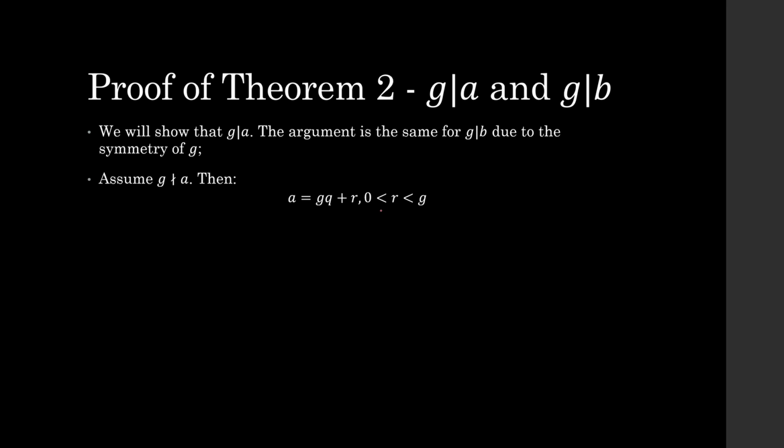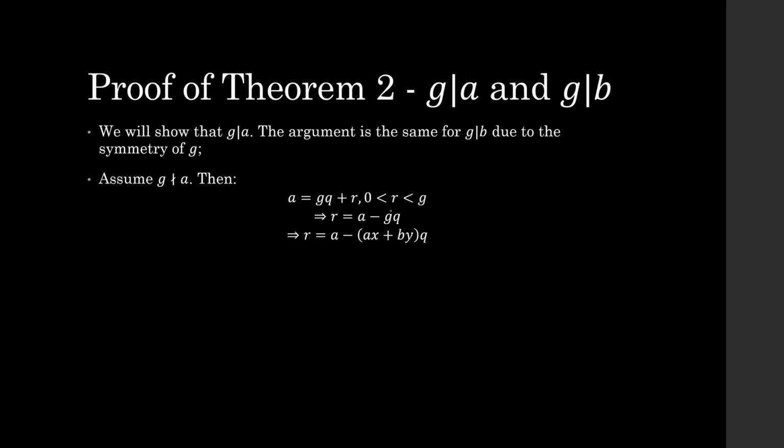Notice that in the original theorem, this here said 0 is smaller or equal to R, but here we can't have 0 being equal to R, because then that means that G divides A. So this assumption yields this change in restriction from our theorem. And we know that these numbers Q and R exist by the theorem that we proved earlier. So that implies, just by rearranging the equation, that R is equal to A minus GQ. That's a pretty easy step.